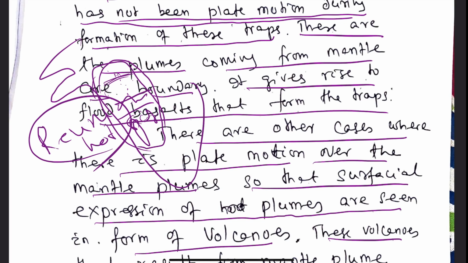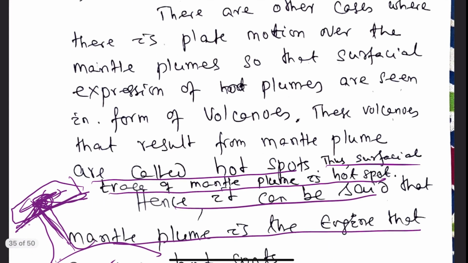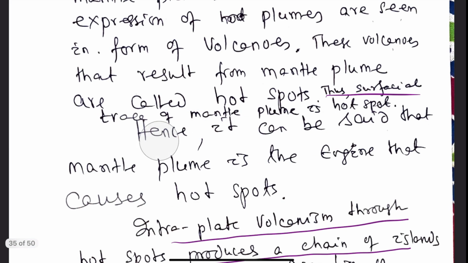And Deccan trap volcanism has not taken place in a single phase. Several phases of volcanism have been there, because of which the traps have been produced. And the hotspots, they provide the site where mantle plumes are found to come out in the form of volcanoes. So, hotspot is the superficial expression of mantle plumes.